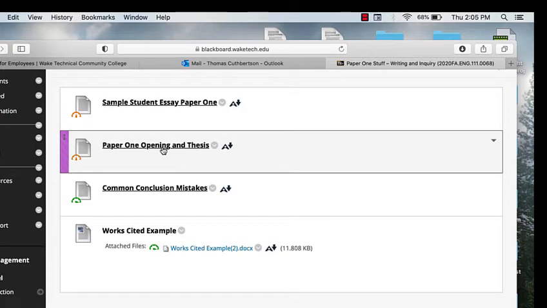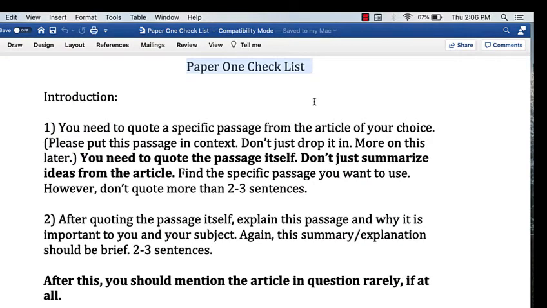One thing specifically I think you absolutely should look at before you turn in your final draft is this checklist, which is called Paper 1 Opening and Thesis. And as I said, it's really just a checklist for particular aspects of the paper that you need, right? So there's a kind of how-to chart, if you haven't already seen it, about what to do in the introduction.